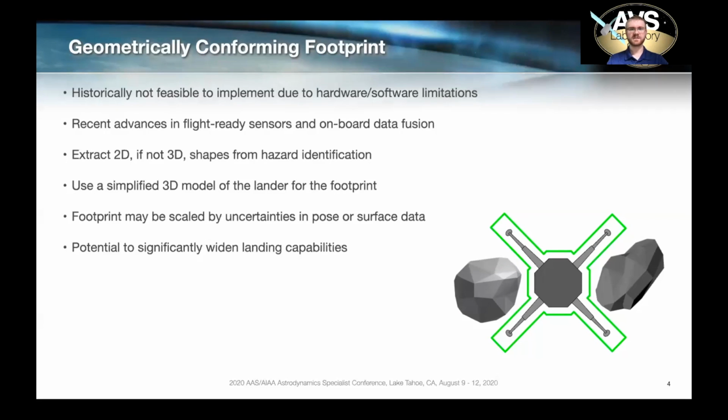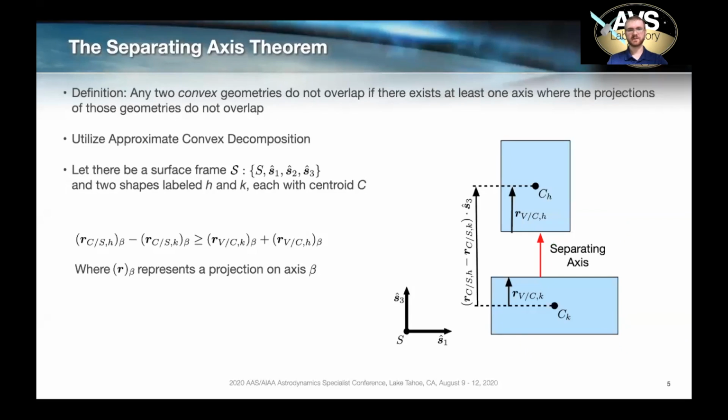So, let's discuss how to mathematically approach this concept, specifically using the separating axis theorem, which states that any two convex geometries do not overlap if there exists at least one axis where the projections of those geometries do not overlap. Now, note that this theorem is specific to convex geometries, and generally, spacecraft landers or hazard objects are not going to be convex. We can get around this issue by using a technique called approximate convex decomposition, which uses convex hulls to decompose non-convex geometries into a set of convex geometries.